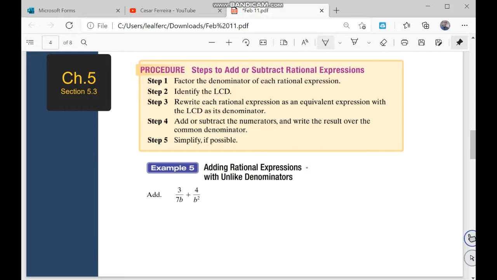Check this. Step number 1, factor the denominator of each rational expression. Step number 2, identify the least common denominator. Step number 3, rewrite each rational expression as an equivalent expression. Step 4, add or subtract the numerators. Step number 5, simplify if possible. So I think it's lots of steps, a lot of things to remember. It's not straightforward, it's not easy. It can be hard, so we will start slowly, okay?